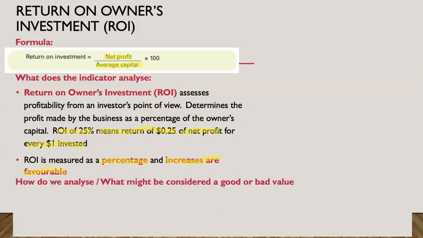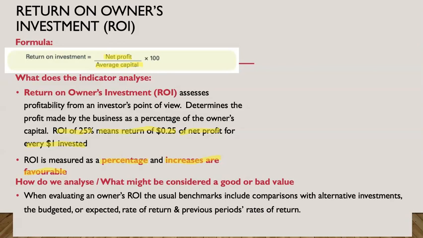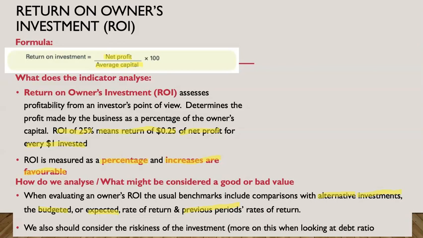So how do we analyze it? What might be considered a good or bad value? This is hard. But when evaluating an owner's return on investment, the usual benchmarks include comparisons with alternative investments. What would the business owner expect to be able to get as a return from another investment? Or what would it be compared to what was budgeted, what was expected, or maybe what was a previous period's rate of return?